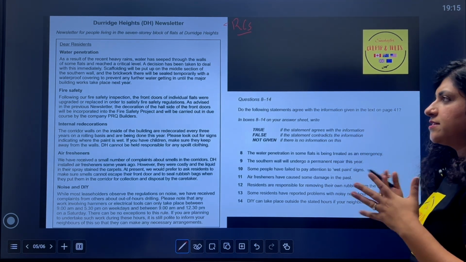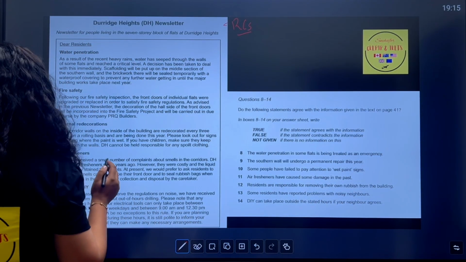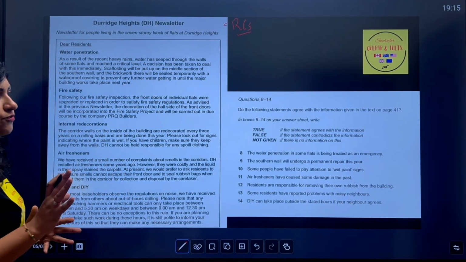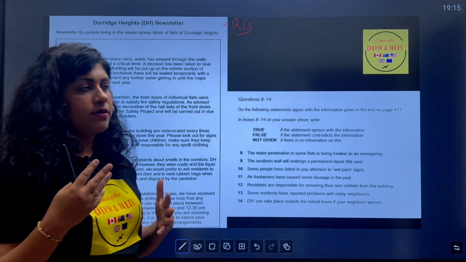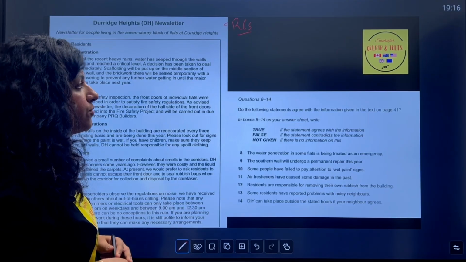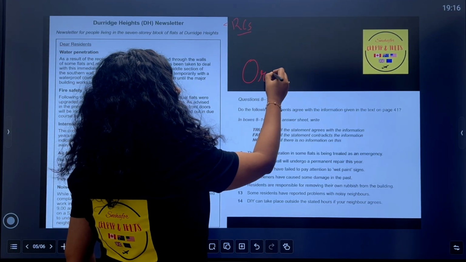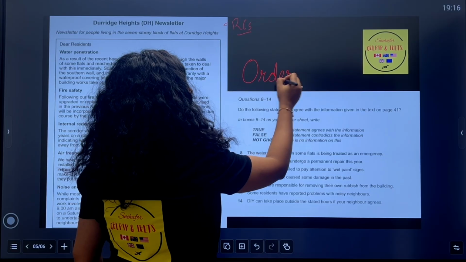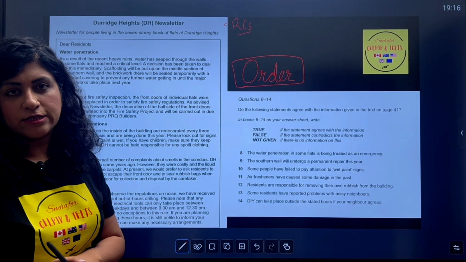Alright, so let's begin with the discussion. Now for these types of question, for true, false, not given, there is one hack that you people have to know, and that is whether the order is being followed or not.